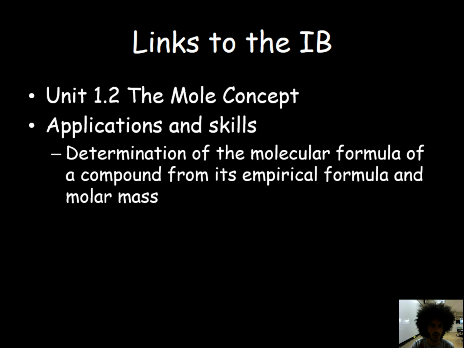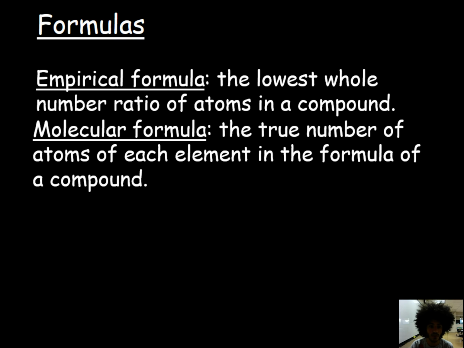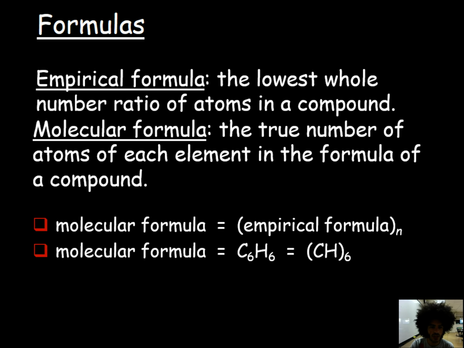So, just to reiterate what I've said in earlier videos, the distinction between empirical and molecular formula. An empirical formula is the lowest whole number ratio of atoms in a compound. The molecular formula is the true number. So you can consider the molecular formula to be the empirical formula multiplied by this number n. If you consider benzene, which is C6H6, the empirical formula is CH, and it's multiplied by this number n, which in this case is 6.